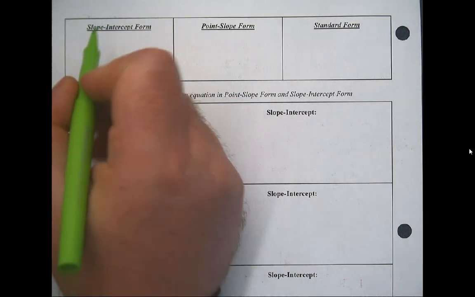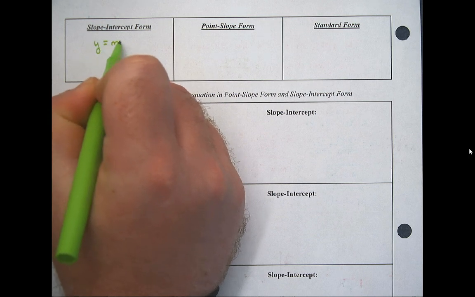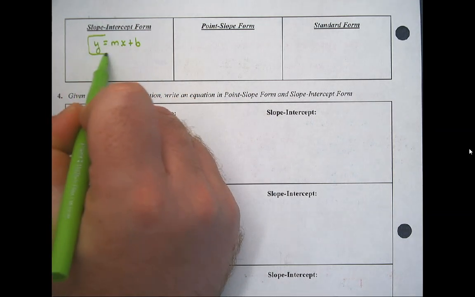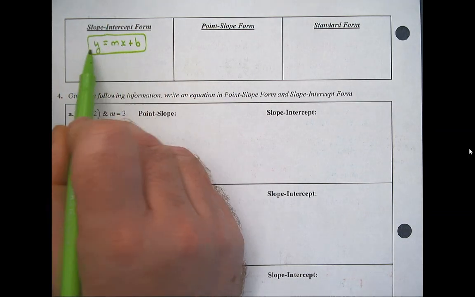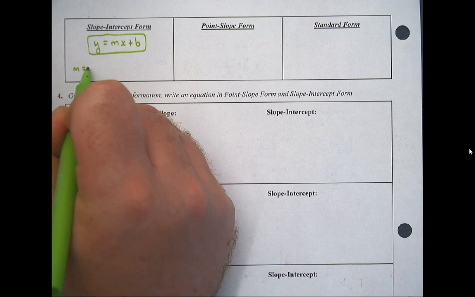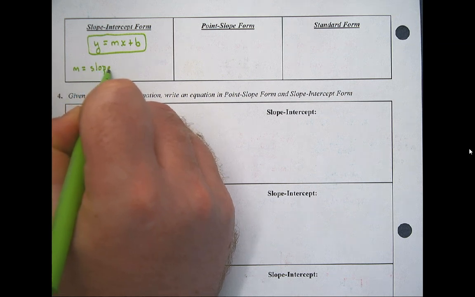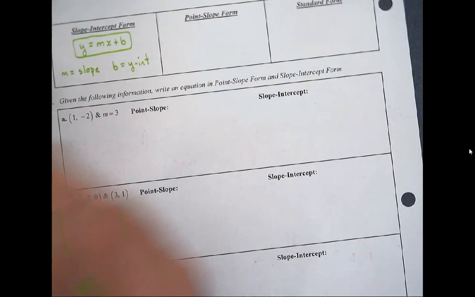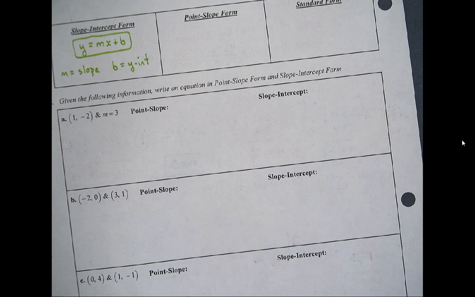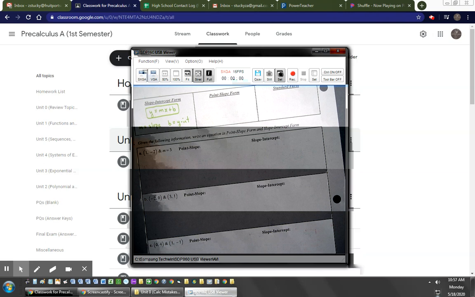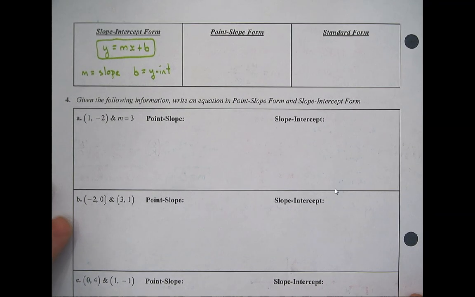Slope-intercept form is y equals mx plus b, probably the most famous of the forms. So x and y are your variables. So what does m and b stand for? We talked a little bit already about what m stands for. That's your slope, and then b stands for the y-intercept.